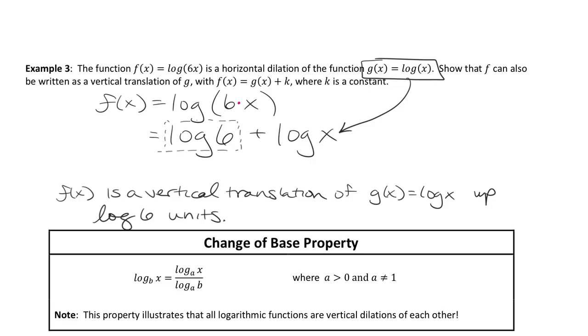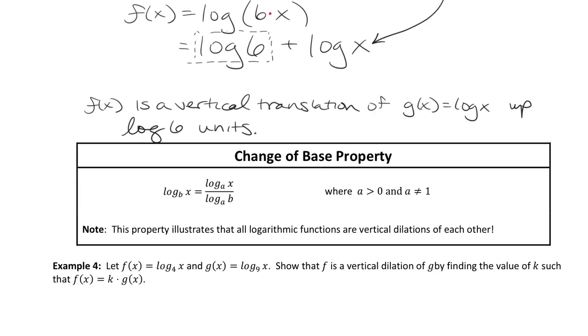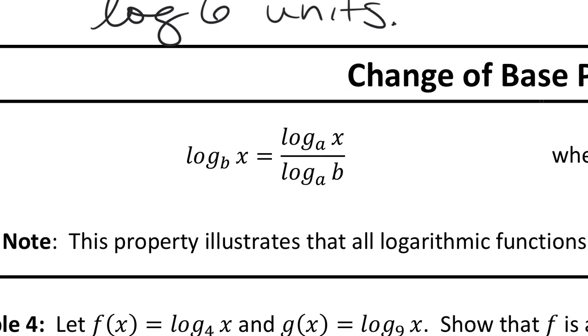The change of base property really came from and was really useful before calculators got smart enough, because there didn't used to be a log base button on your calculator. So we used to have to use, and by we I mean I, as a student, used to have to use this property to evaluate any logarithm other than base e or base 10. You guys are lucky. There's a log base button now. So now the change of base property is really helpful when we're talking about these dilations again.